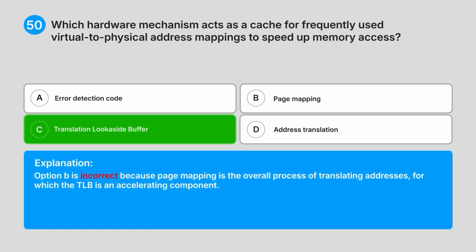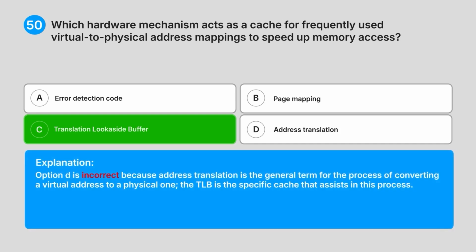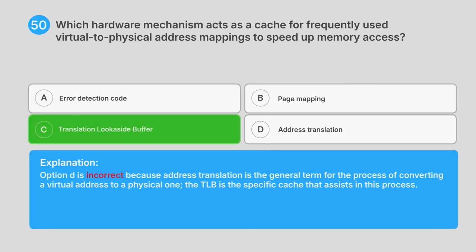Option B is incorrect because page mapping is the overall process of translating addresses, for which the TLB is an accelerating component. Option D is incorrect because address translation is the general term for the process of converting a virtual address to a physical one. The TLB is the specific cache that assists in this process.